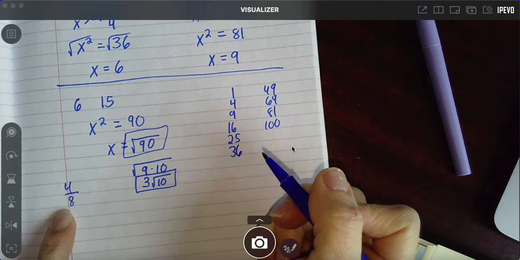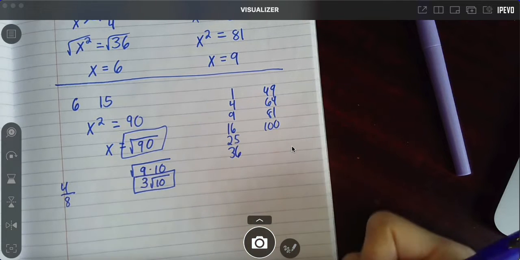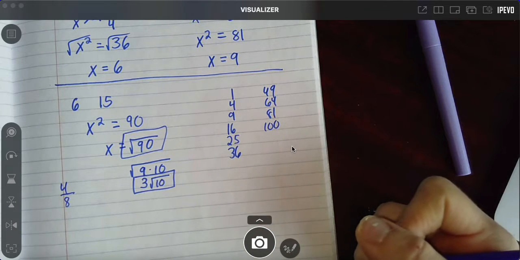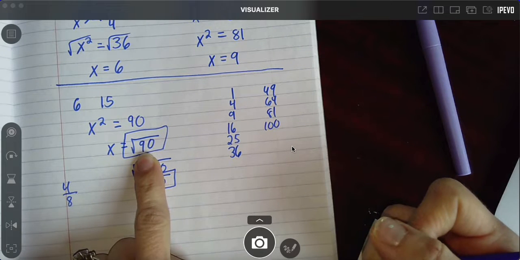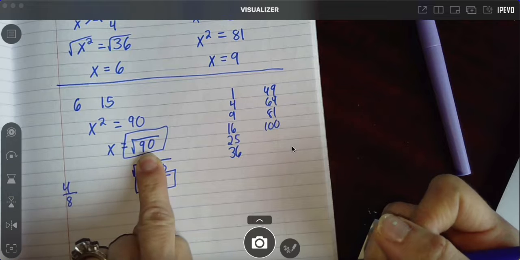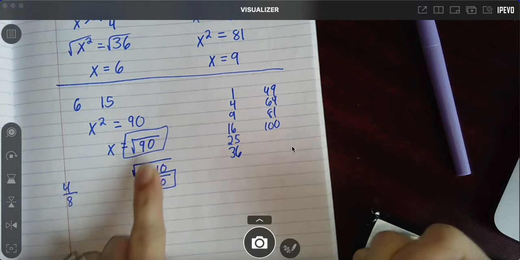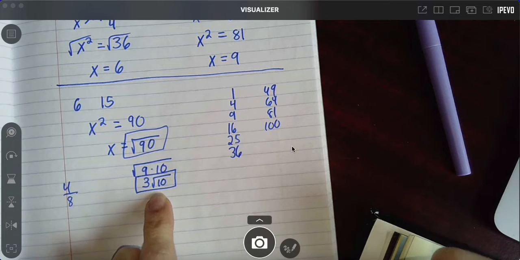No, what would they have as your answer? 1/2, right? It's simplifying the fraction. It's reducing it. That's the same concept here. You might get the square root of 90, but guess what? That's not simplified. They want you to break it down. 3 square root of 10 is actually your answer.